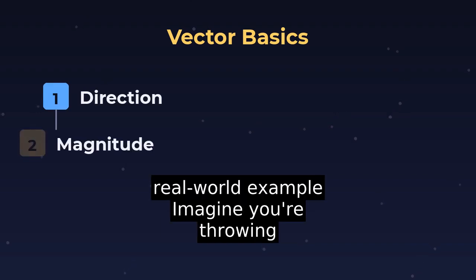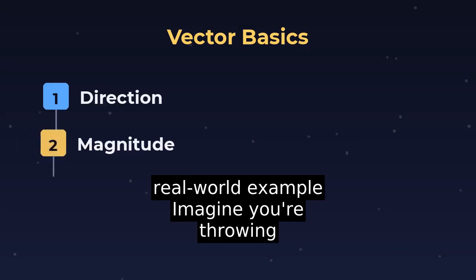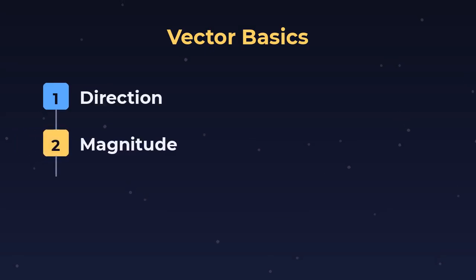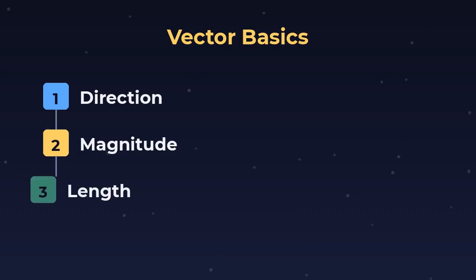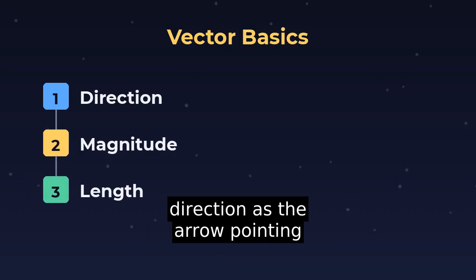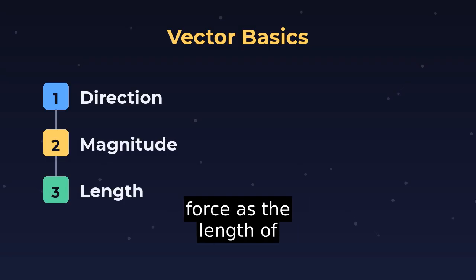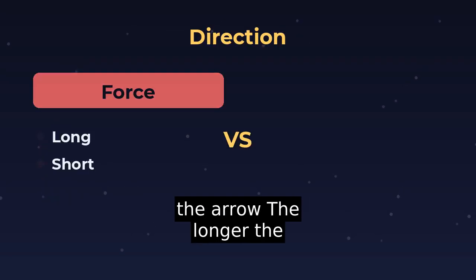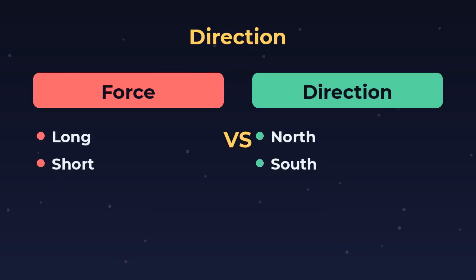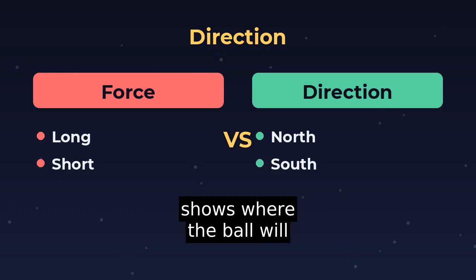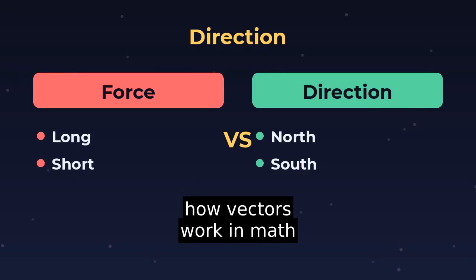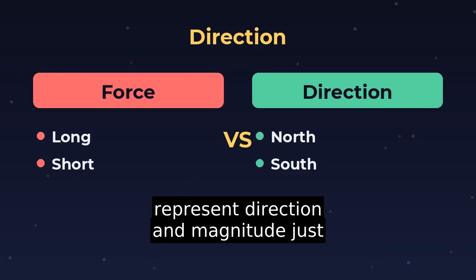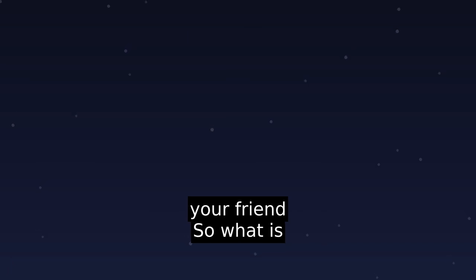Let's think about a real-world example. Imagine you're throwing a ball to your friend. You need to throw the ball in the right direction and with the right force. You can think of the direction as the arrow pointing to your friend, and the force as the length of the arrow. The longer the arrow, the stronger the throw. The direction of the arrow shows where the ball will go. This is similar to how vectors work in math. You can use vectors to represent direction and magnitude, just like the arrow pointing to your friend.